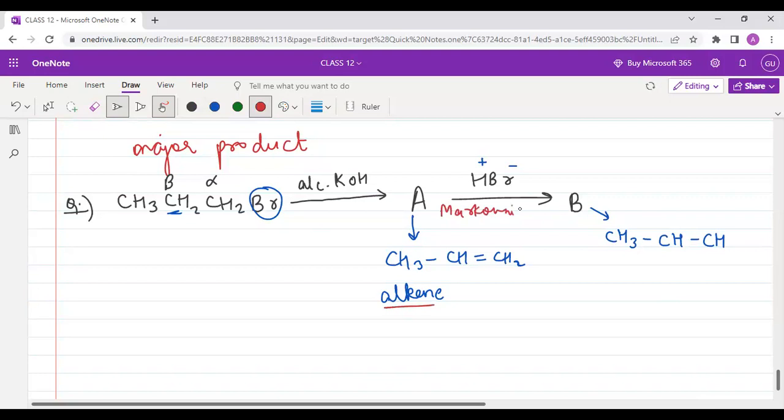It's CH3 CH with bromine attached to C and then CH3. Understood? So the negative part will go to that carbon atom which is having lesser number of hydrogen. Do you remember this now?